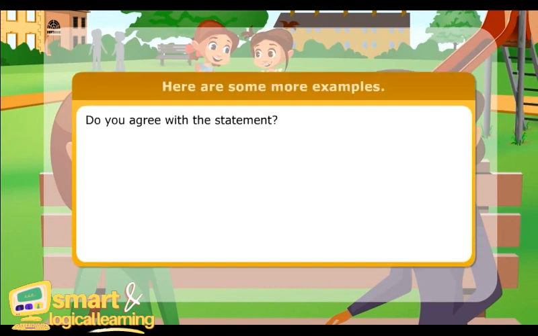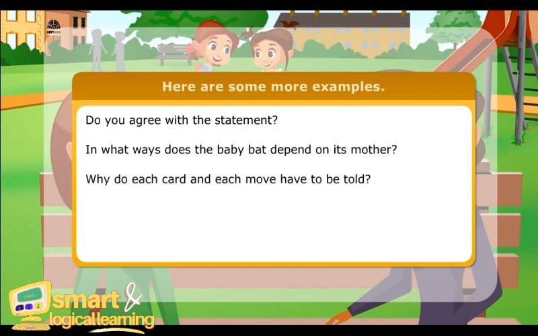Do you agree with the statement? In what ways does the baby bat depend on its mother? Why do each card and each move have to be told? Was the film as good as the novel?